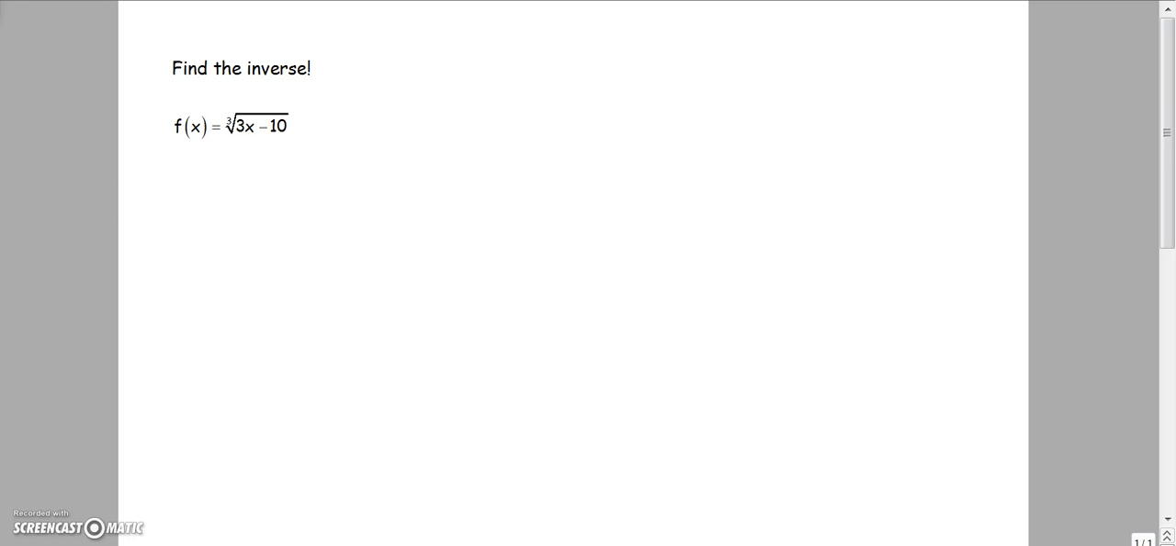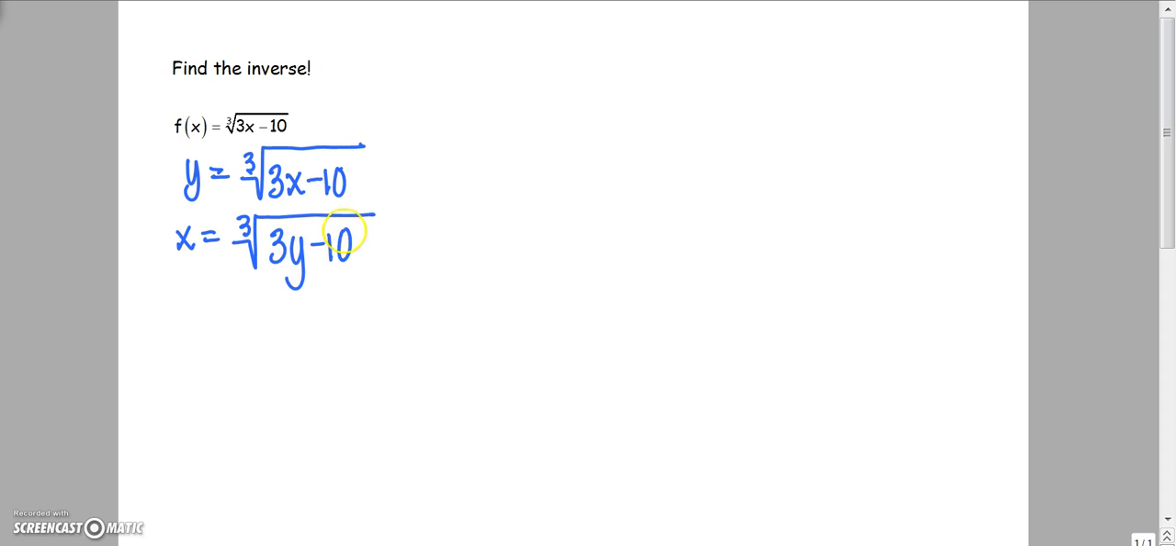Hello, today we are going to find the inverse of f of x. So the basic idea with the inverse is that we're going to switch y and x and then go ahead and solve for y again. So first I'm just going to rewrite this with a y instead of an f of x, and then I will switch y and x, and then we're just going ahead and solving for y again.